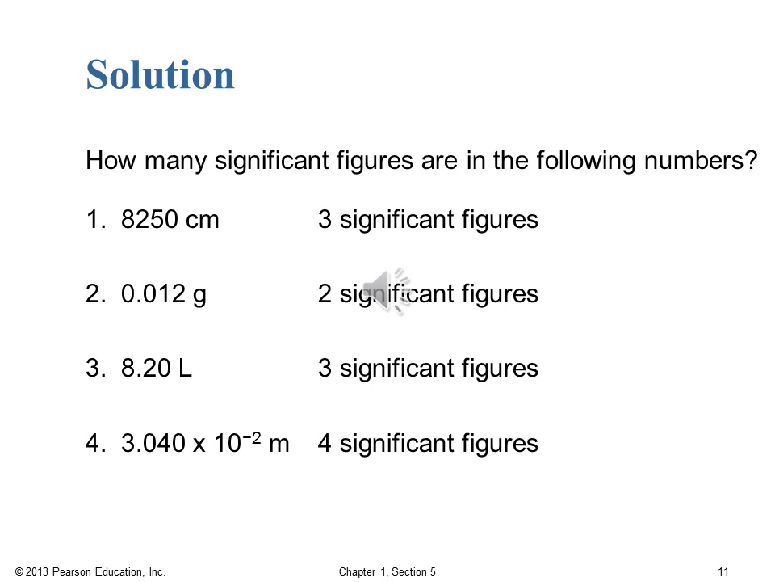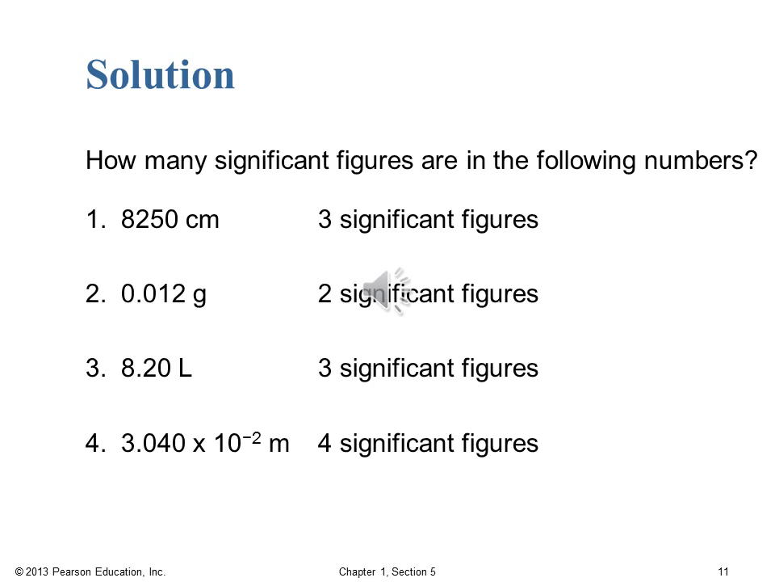For the third value, now we have 8.20 liters. Each of those values is significant. That final 0 is important. It's not just a placeholder. The fact that we bothered to include a 0 after a decimal point and after a non-zero digit means it is always considered significant. So we have 3 significant figures there.